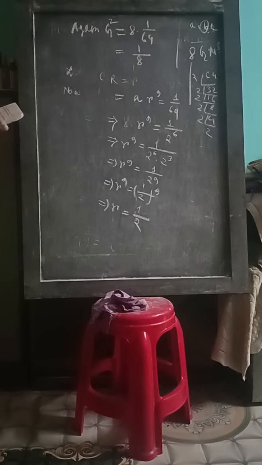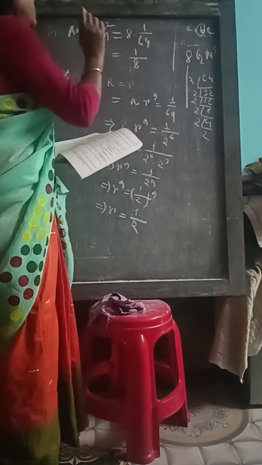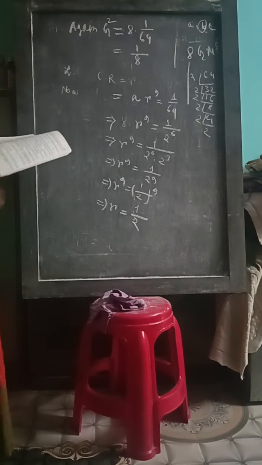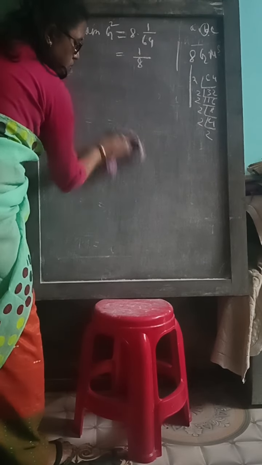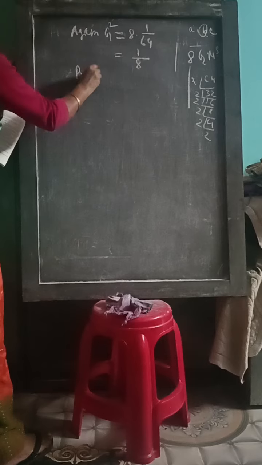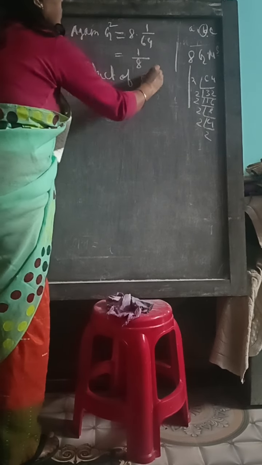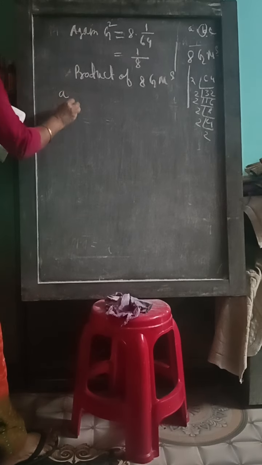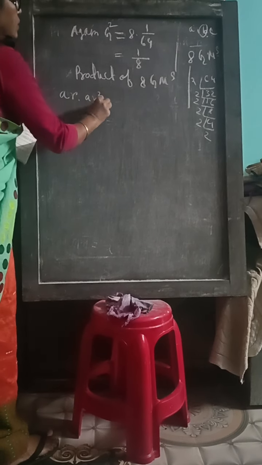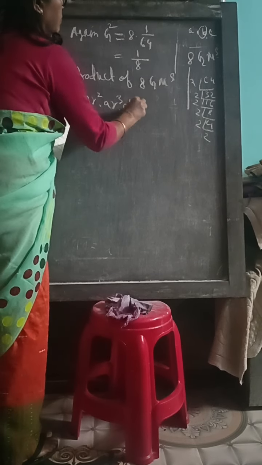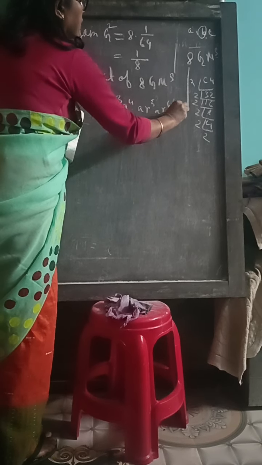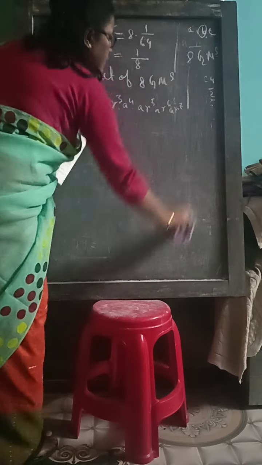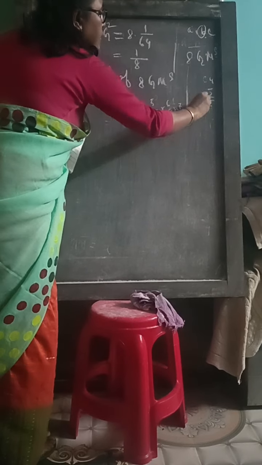And what is given? The product of eight GMs between this and this is equal to P. Now write their products. Product of 8 GMs. What are they? A R, A R square, A R cube, A R to the power 4, A R to the power 5, A R to the power 6, A R to the power 7, and A R to the power 8. What is their product? Their product is equal to P.